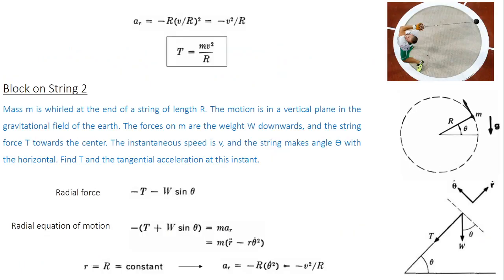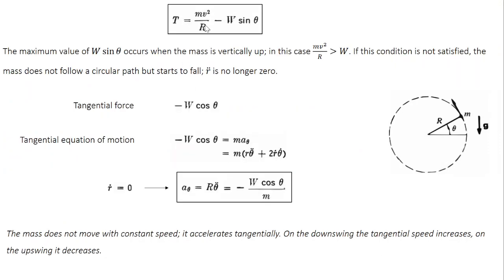So you can rewrite this equation in terms of the angular velocity. Substitute for a_r in this expression and rearrange the terms. You get T equal to mv²/R minus W sin θ. And from this expression, you know that the tension is going to vary as a function of θ.